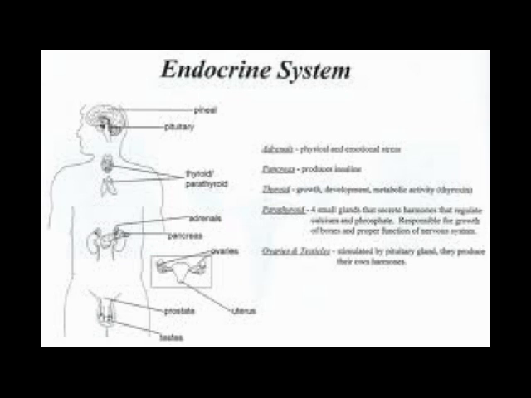The posterior pituitary gland secretes two hormones. Which are they? Oxytocin and ADH. Good. Oxytocin and ADH.